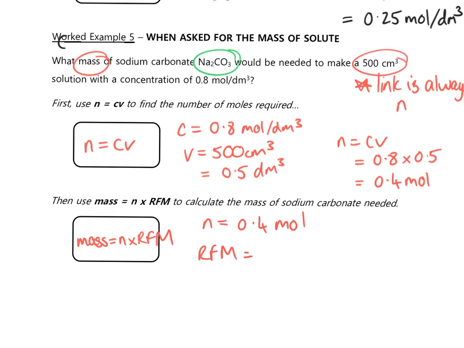So how many sodiums do I have? 2, each with a mass of 23. Carbons? 1, each with a mass of 12. Okay, and then oxygens, 3, multiplied by their mass, which is 16, yes, and the total Rfm then is 106.